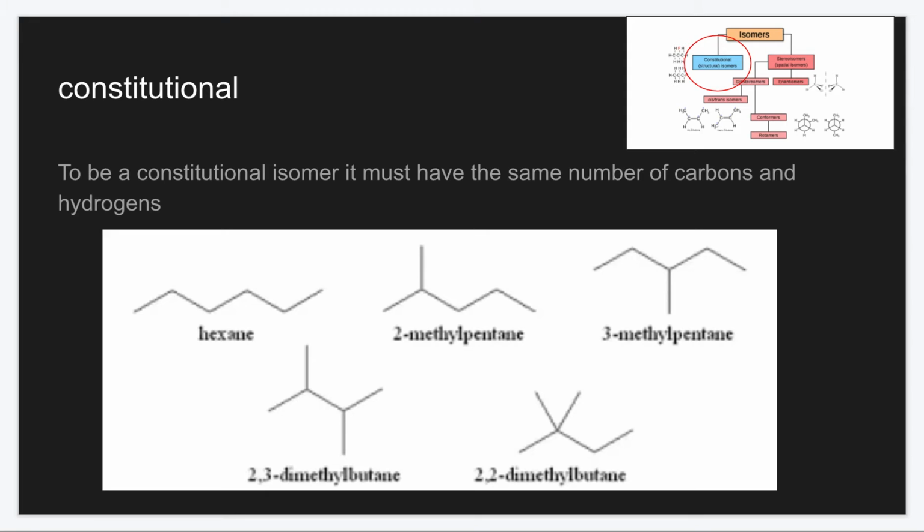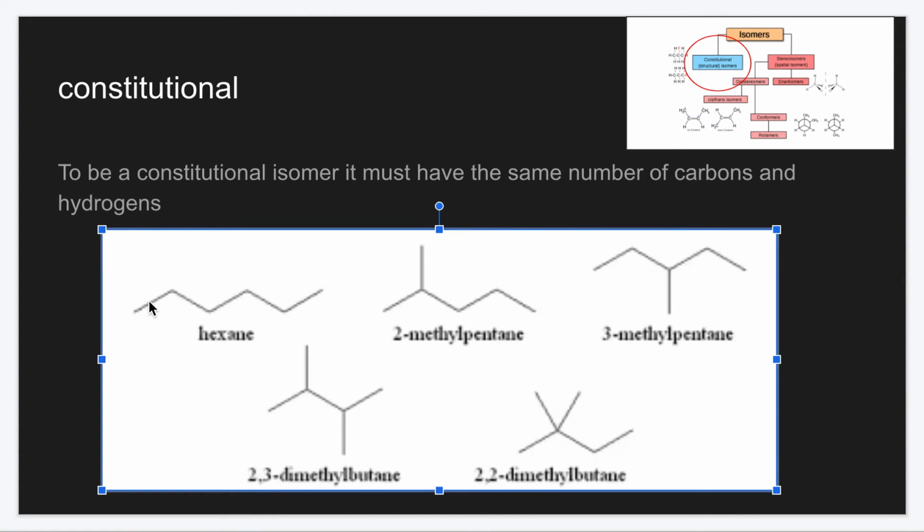Let's go. Okay, so more about constitutional isomers. There's more of these little shapes again for you guys, understanding that these are each carbons and hydrogens. A constitutional isomer must have the same number of carbons and hydrogens. So these are the different types of constitutional isomers of hexane. And hexane, we can see here, has 1, 2, 3, 4, 5, 6 carbons that we can see.